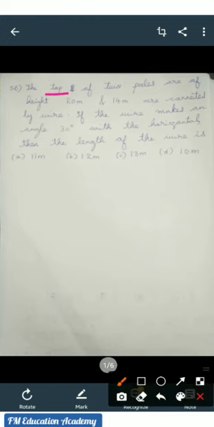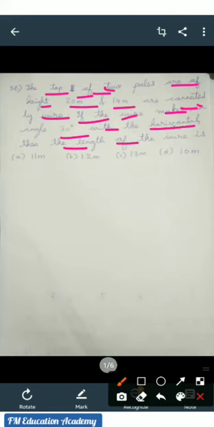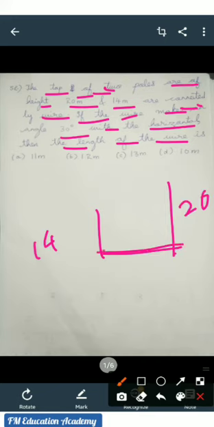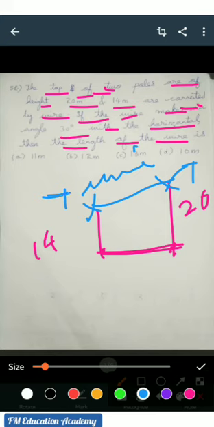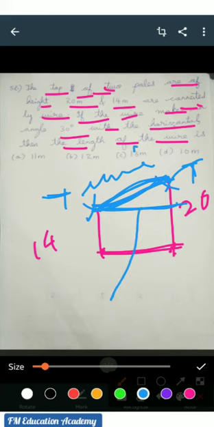See, in the question it is telling top of two poles are of height 20 meter and 14 meter, and they are connected by a wire. If the wire makes an angle 30 degree with the horizontal, then the length of the wire is how much? There are two poles here. One pole is given as 14 meters, another pole is given as 20 meters, and let us suppose the bottoms of both the poles are connected here like this, and it is telling the tops of the poles are connected by a wire. So let us suppose this is our wire and these are the tops of the respective poles, and it is telling that this wire is making an angle of 30 degree with the horizontal. So this is my horizontal now.